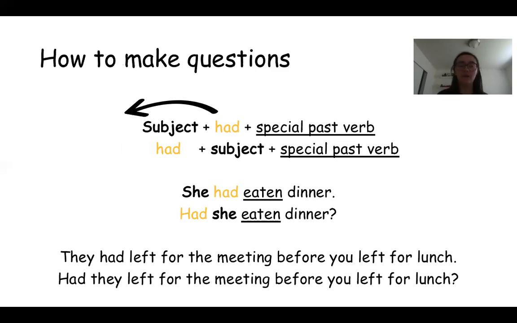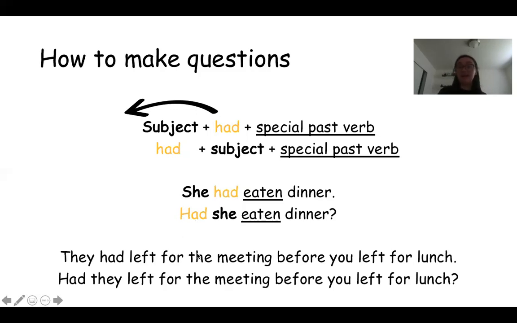Now, this is how you make questions. You have the subject, you have had, and a special verb, but to make it a question, we just put had at the beginning of the sentence. The same as all the other ones that we've learned. To make it a question, you just flip them. So had, and then the subject, and then the special verb. So she had eaten dinner turns into, had she eaten dinner?